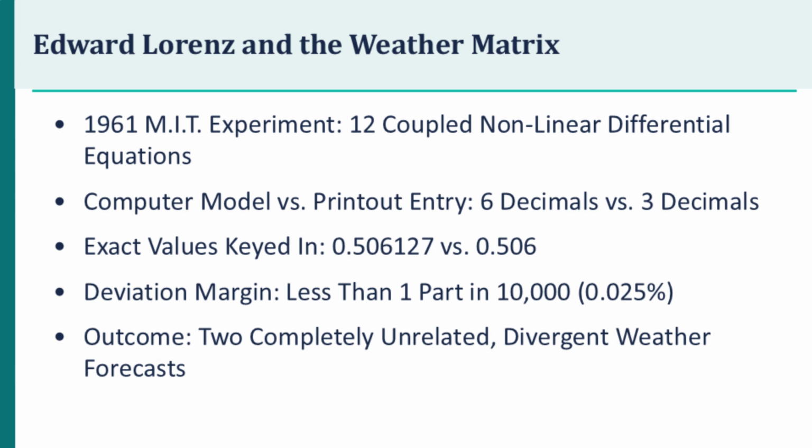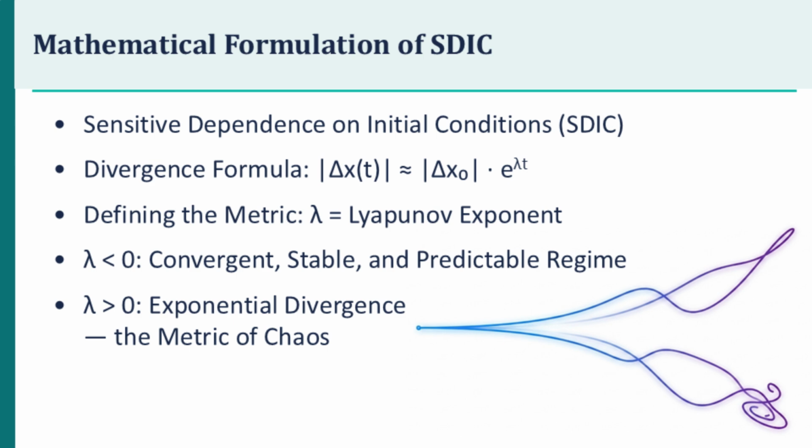A microscopic discrepancy of less than 1 part in 10,000 had completely altered the global weather forecast. This monumental realization led Lorentz to coin the term butterfly effect, formerly known as sensitive dependence on initial conditions. Let us analyze the mathematical definition of sensitive dependence on initial conditions, or SDIC.